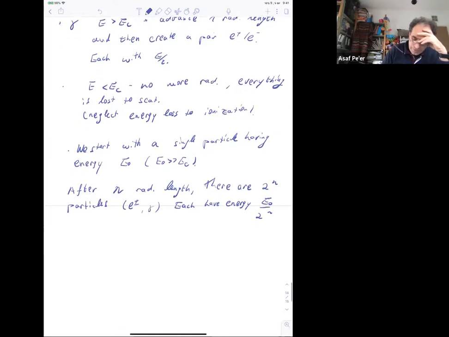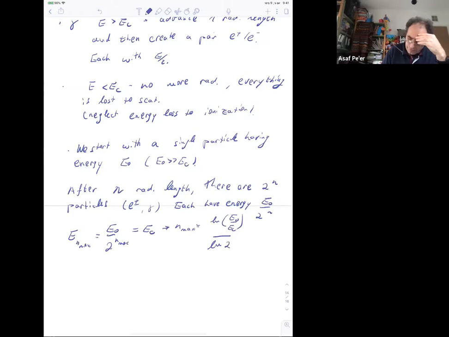And so after n such rounds, E0 over 2 to the power n max is just E critical, which means that n max is just log of E0 over EC divided by log of 2. So the length of the shower is essentially going to be proportional to log of E0.